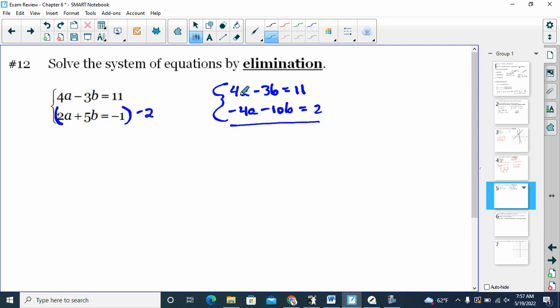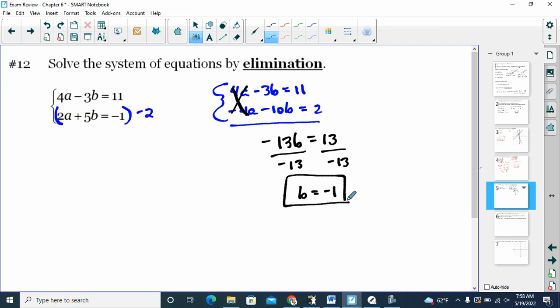And now I can add my two equations together. 4a minus 4a cancels. Negative 3b minus 10b is negative 13b. 11 plus 2 is 13. Divide both sides by negative 13 to get b by itself. And we get down to b equals negative 1.